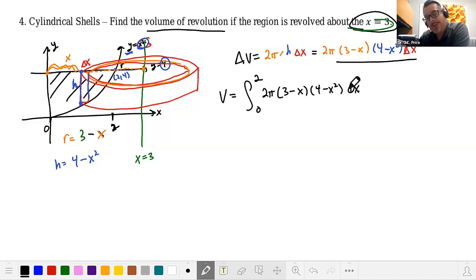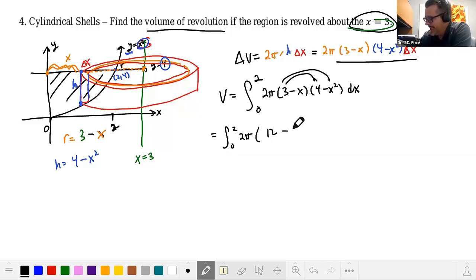And unfortunately, it doesn't say just set it up, so we actually have to find it. And so to find this, I guess I have to multiply everything out. So it's going to be equal to the integral from 0 to 2 of 2 pi. And let's just multiply this out. So that's going to be a 12.